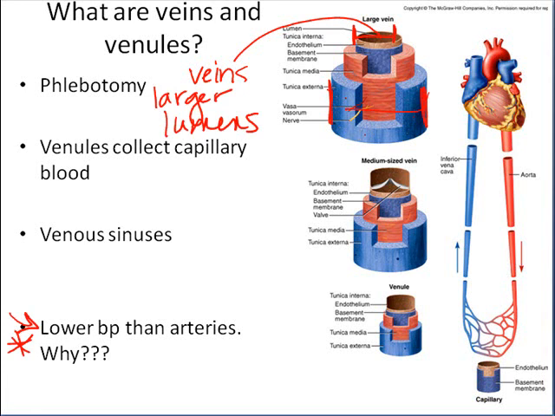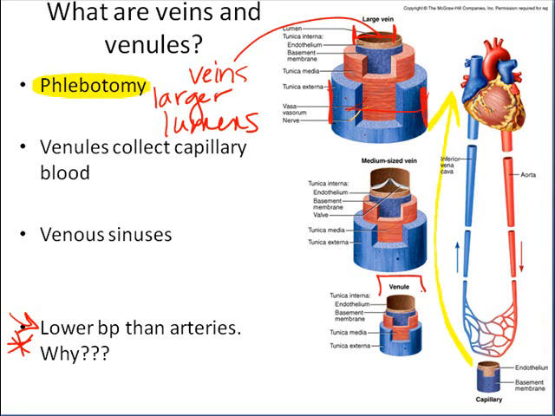The ability to make an incision or a puncture into a blood vessel, such as when you're drawing blood from a vein, is called phlebotomy. So a person who draws blood is called a phlebotomist. Let's start from the capillary bed and move our way upward towards the heart, and we'll look at these veins as they increase in size.